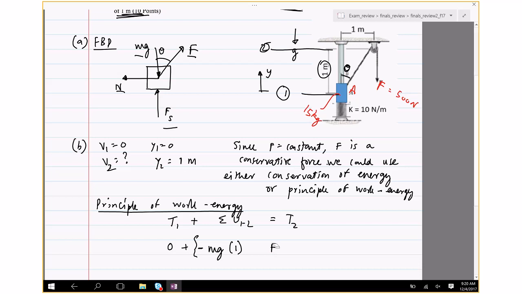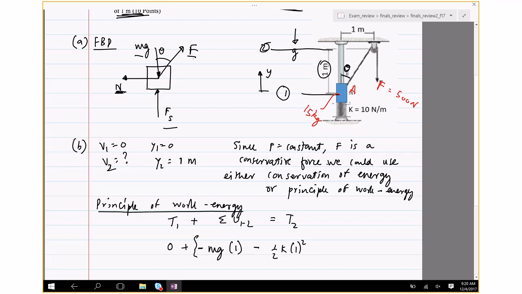Sorry, this will be half k times l squared. Right? What's the sign on that? Is it positive or negative? Negative. Yeah, so the work done by a spring is always negative. And then the final one is due to, well, sorry, there are two more.